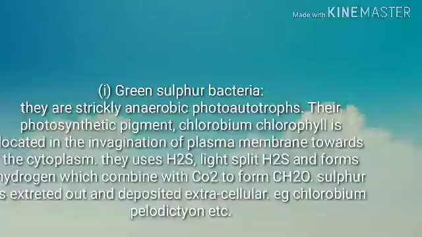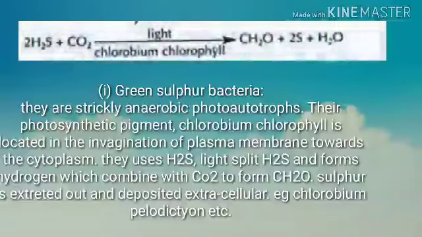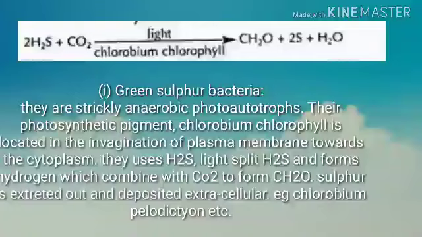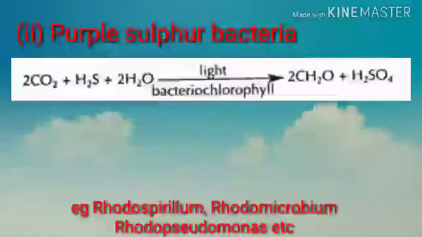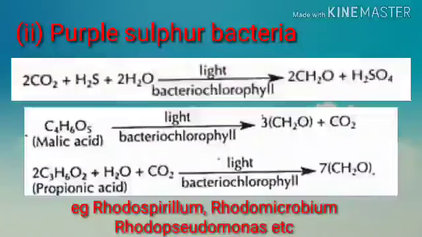So here, these bacteria can use hydrogen sulfide or other reduced inorganic sulfur compounds as a donor of hydrogen. As seen in the equation there, in the presence of light and bacterial chlorophyll, the CO2 combines with the hydrogen sulfide and water to produce formaldehyde plus tetraoxosulfate 6 acid. And also here down you can see how they occur in light and bacterial chlorophyll.